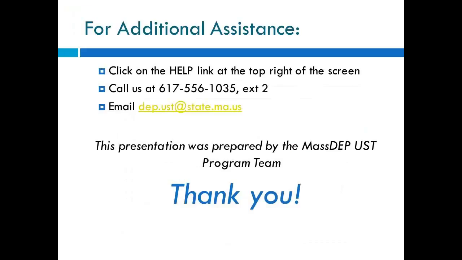This concludes our instruction on how to become a user in the new MassDEP Underground Storage Tank Data Management System. Additional written guidance is available through the Help link found in the black toolbar at the top right side of the main page, or by contacting the Underground Storage Tank Program Help System by calling 617-556-1035 extension 2, or by sending an email to dep.ust@state.ma.us. This video has been prepared by the MassDEP Underground Storage Tank Program team.